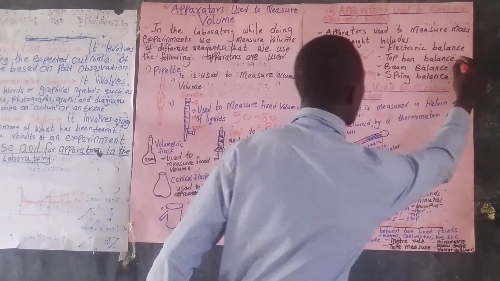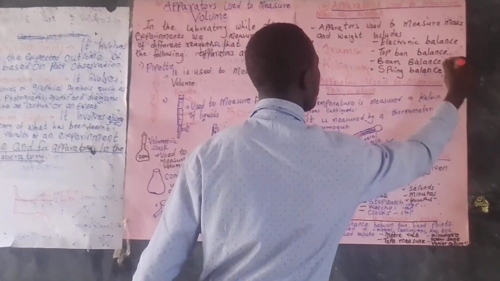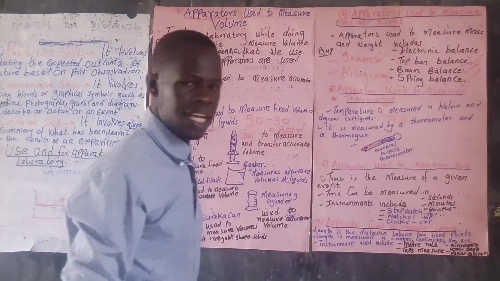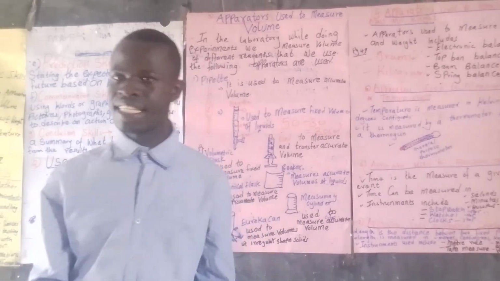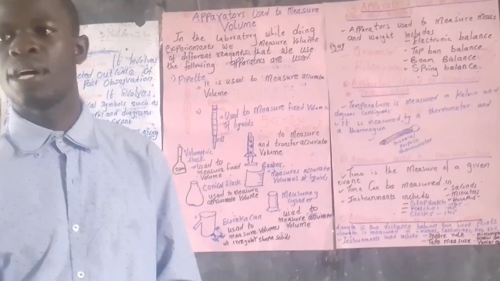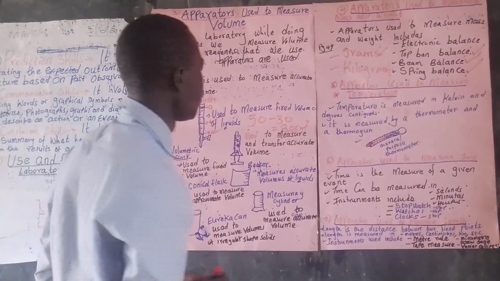I have another one called a top pan balance. I have a beam balance and a spring balance. So in the exam, they will ask you to state two apparatus that are used to measure mass in the laboratory. Be able to understand.